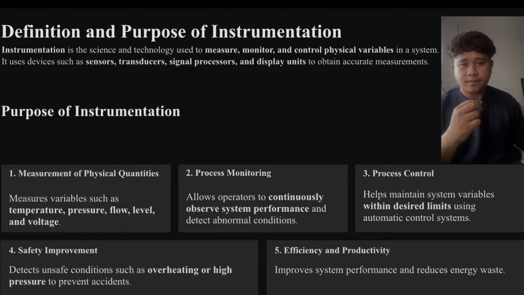The fourth one, safety improvement by detecting unsafe conditions such as high temperature or pressure. Instrumentation prevents accidents and equipment damage. The last one, efficiency and productivity. Accurate measurement and control help optimize system performance and reduce energy waste, improving productivity.